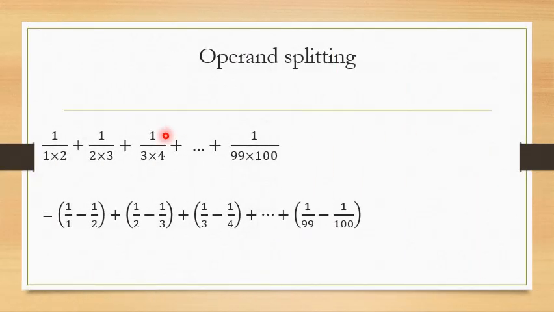Next, replace all of the fractions with the formula that we've learned, 1 over n minus 1 over n plus 1. Here, in the first fraction, for example, n equals 1, so it's 1 over 1 minus 1 over 2. The last one, for example, n equals 99, so the replacement would be 1 over 99 minus 1 over 100.